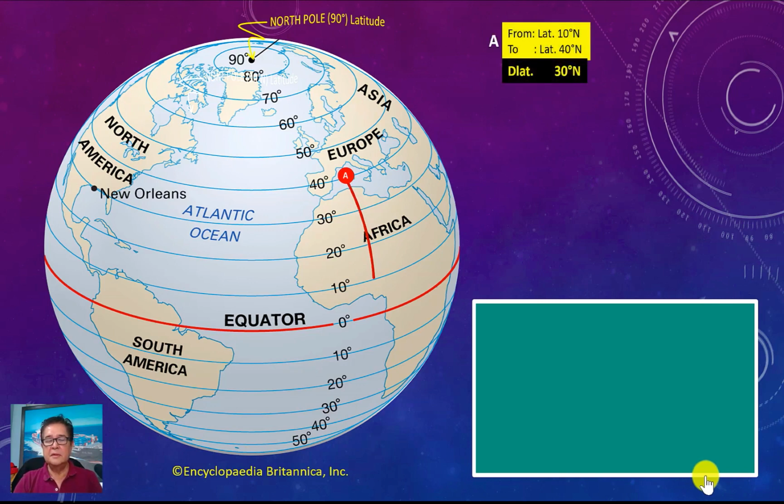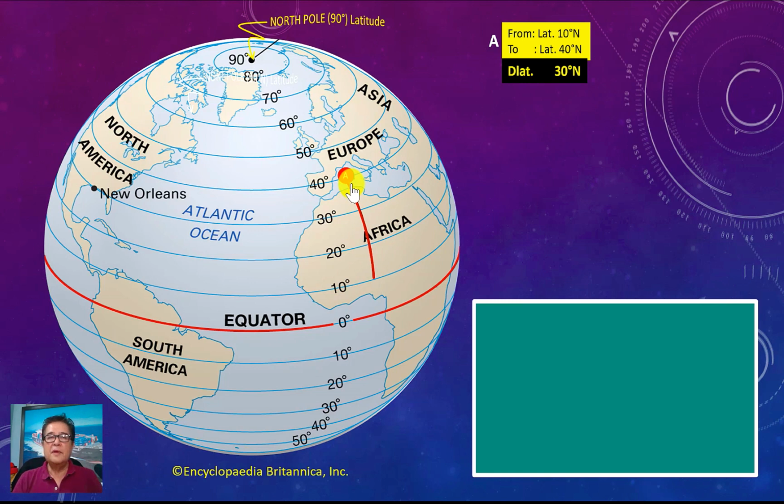Letter A is moving from 10 degrees north to 40 degrees north, going north. So the difference of latitude is the distance from point A at 10 degrees north to point B at 40 degrees north. So the difference is 10, 20, 30. 30 degrees, the direction is north.